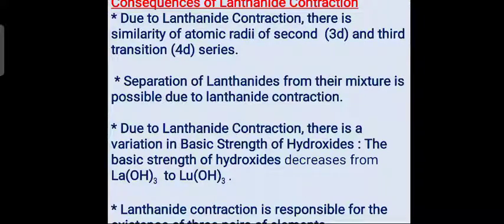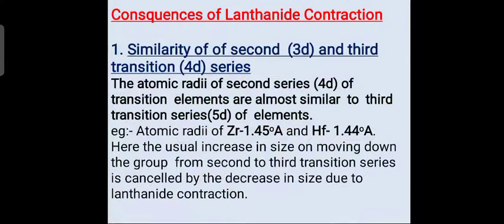Next point, due to lanthanide contraction, there is a variation in basic strength of hydroxide. What is the reason for that? Due to lanthanide contraction, the basic strength of hydroxide decreases from lanthanum hydroxide to lutetium hydroxide. So lanthanide contraction is responsible for the decrease in basic strength from lanthanum to lutetium.